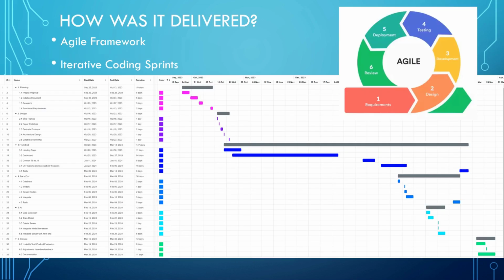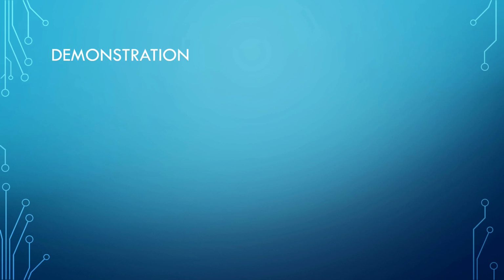How was it delivered? Well, development of the WeighBridge-Wizard followed the Agile software development lifecycle framework to create the system over several months. Sprints were used to deliver pre-planned work goals, and they were reviewed at the end to track the development of the project. I'm now going to demonstrate what I've got.